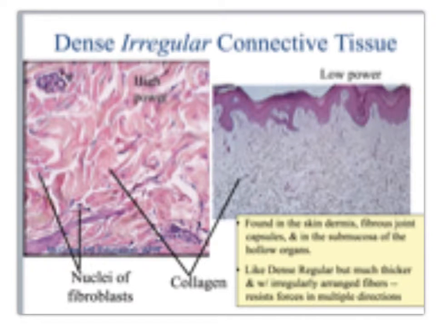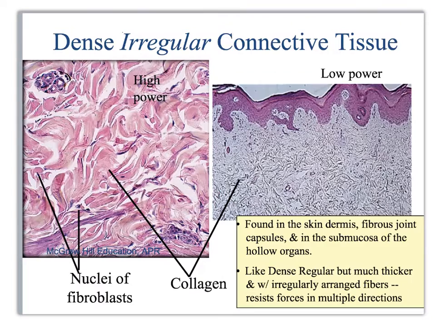All right, now we're looking at dense irregular connective tissue. Same basic function, except we're going to focus on the irregular part. So regular went in one direction. Irregular goes all kinds of directions, so multi-directional.